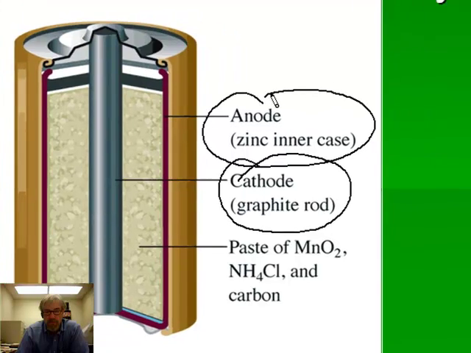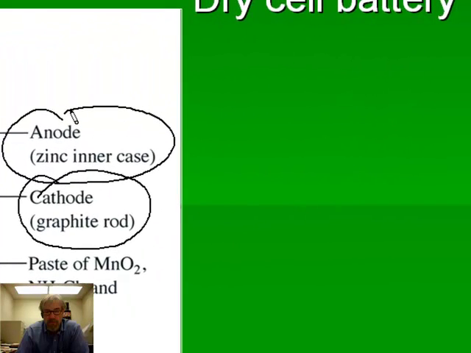So what's happening at the anode is zinc is oxidizing to make zinc 2+ and 2 electrons. So the case that holds the battery together is gradually being eroded. The zinc is getting thinner and thinner. Of course, battery designers have to think about that and make sure that it's thick enough that by the time the battery is dead, by the time the battery runs out, the zinc doesn't wear through. So zinc can't be the limiting reactant here.